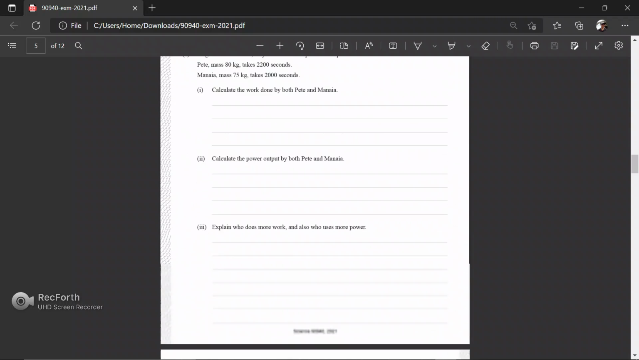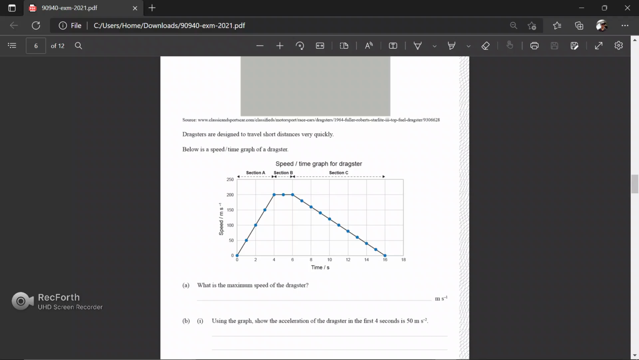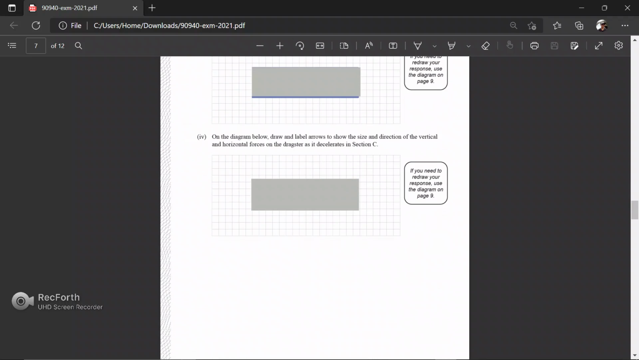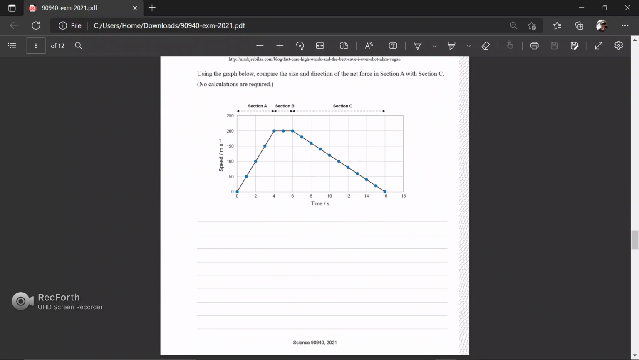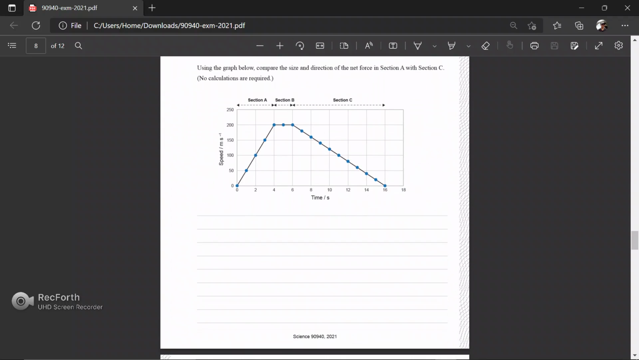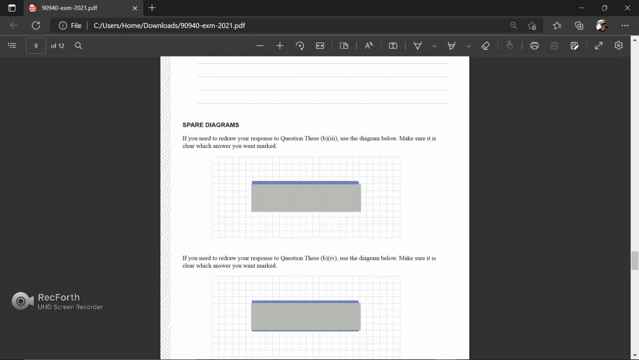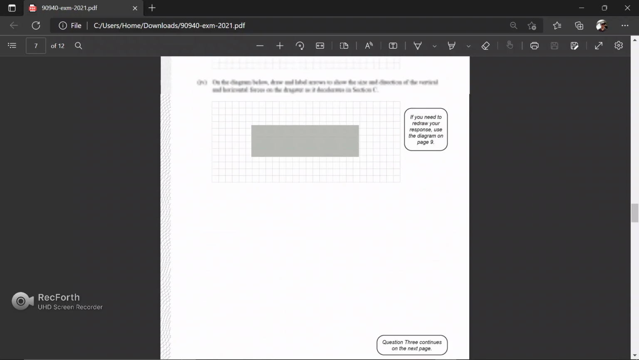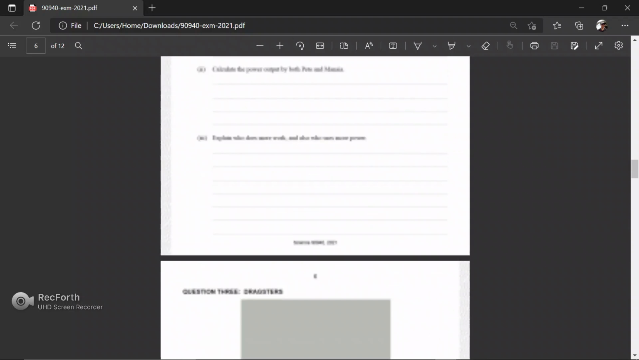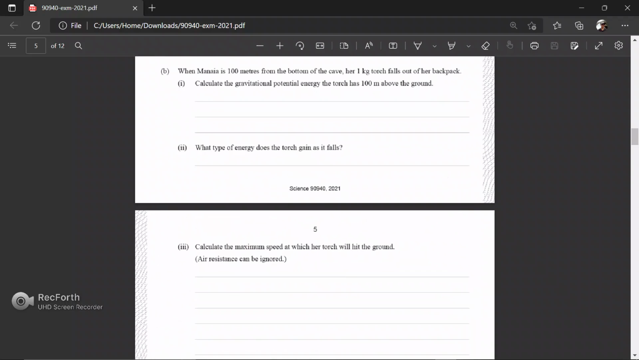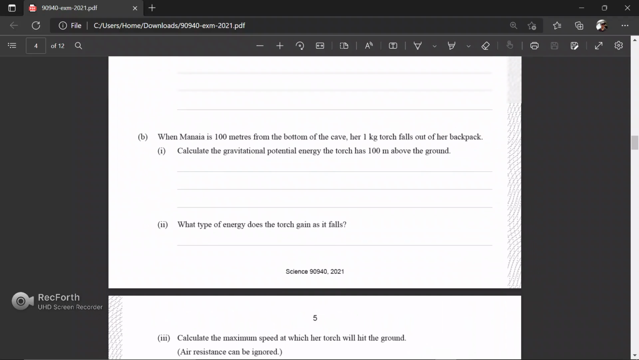Further down we have work, and then interpreting graphs, and then free body diagrams, and some comparing and some spare stuff and notes. Sorry, extra space. But anyways, the energy questions we can see are right here.